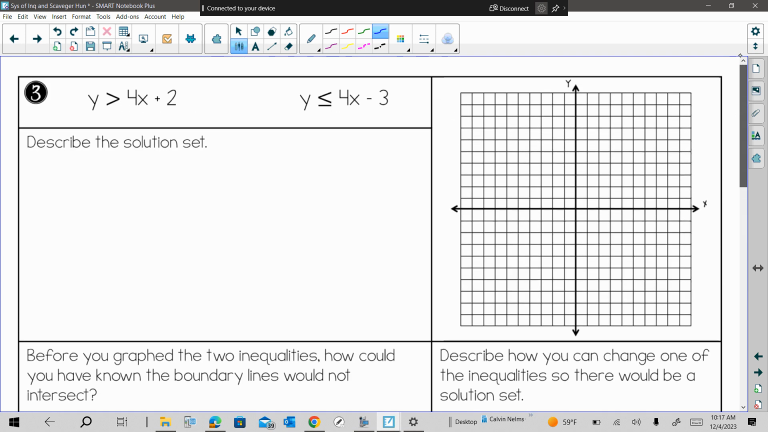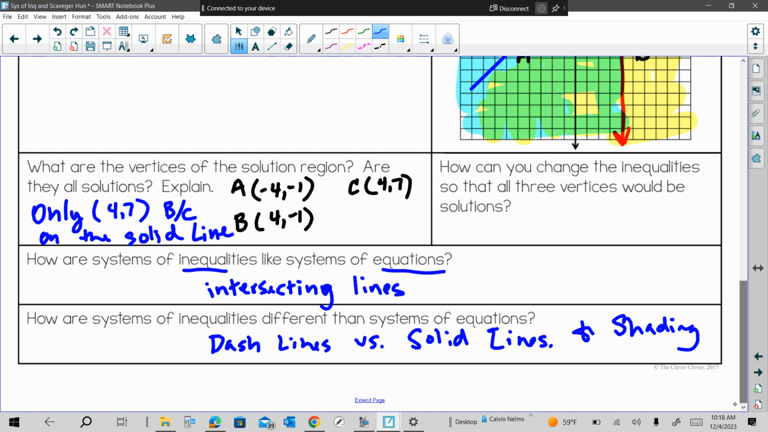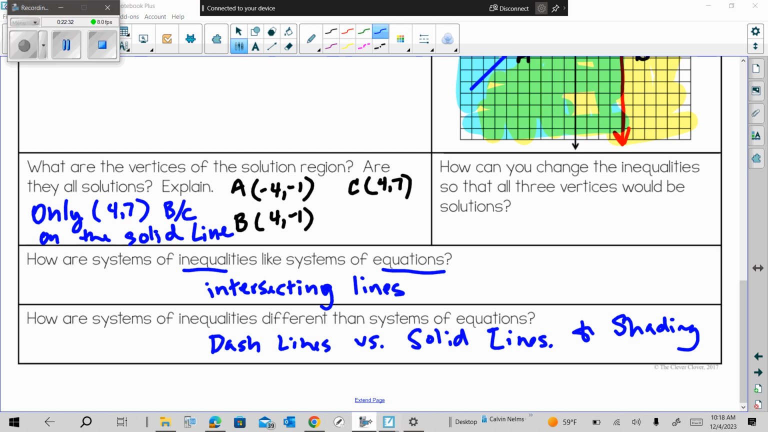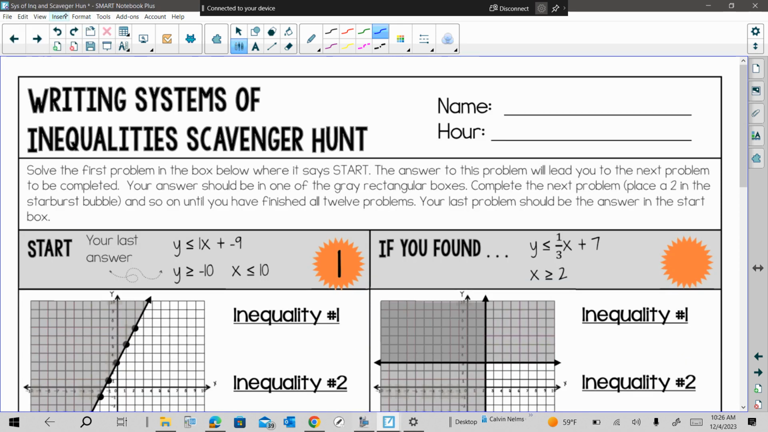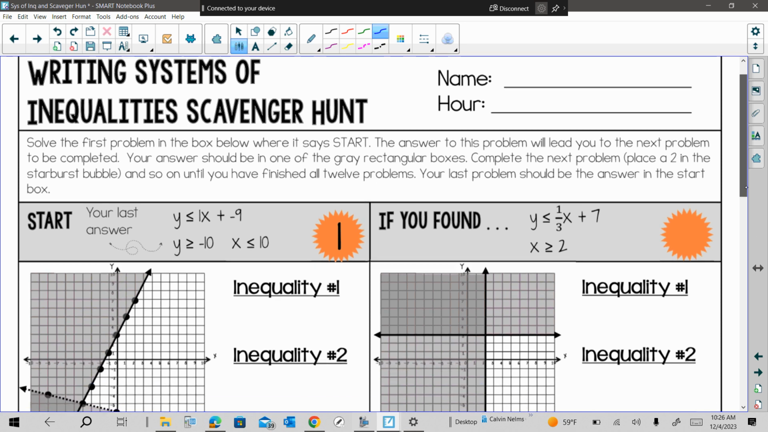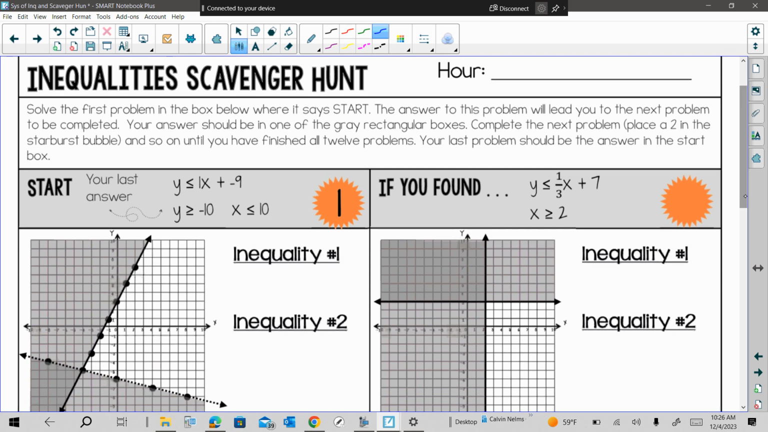All right, so you're finishing number 3, and then you put this in the tray. While you're working on this, I'm going to give you the scavenger hunt, and then explain it. Alright, let me explain how this works, because you're not going to go in order. Your answer leads you to the next problem, and your answer is in the gray rectangular boxes, the shading.